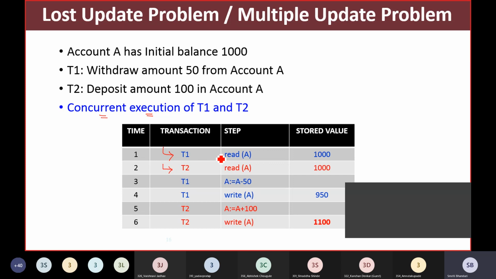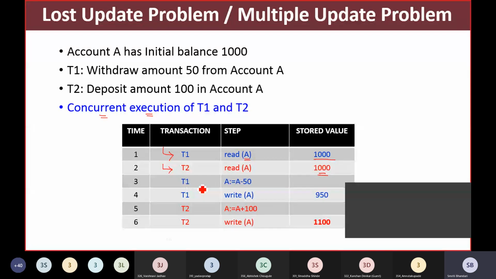This is concurrent execution, one way of concurrent execution, wherein T1 is first reading the balance A. So T1 is reading the balance as 1000. Now the next instruction that is executed is from T2. So T2 is also reading this balance of account A. So once again, T2 is reading the same balance, that is 1000.